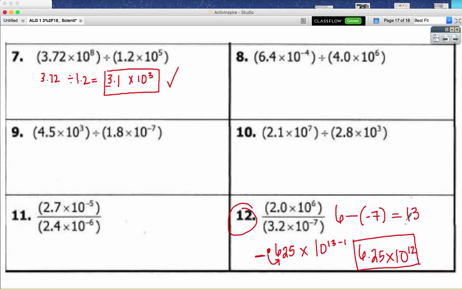If you're doing this and you're not sure you know what you're doing, you're in the classroom, just type it in the calculator and check it out. See if you've got it right. There's no reason to not use your tools.